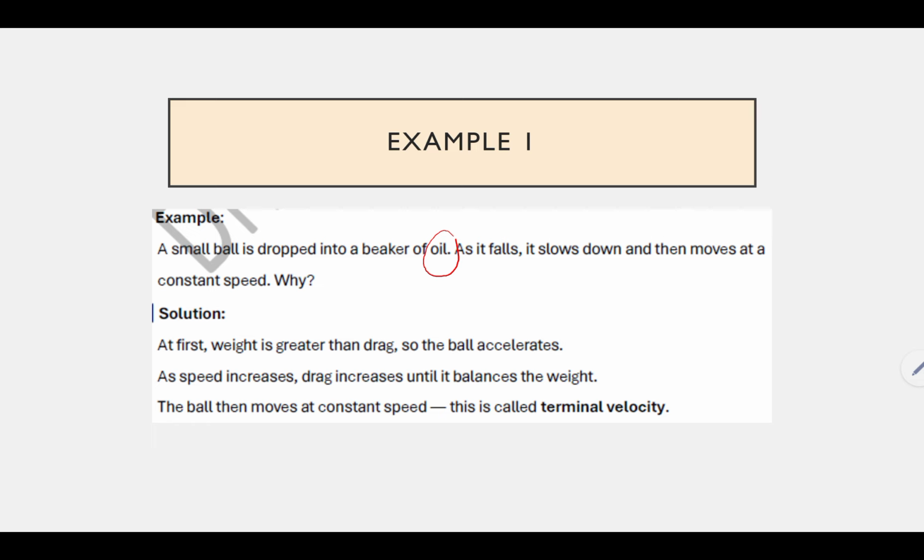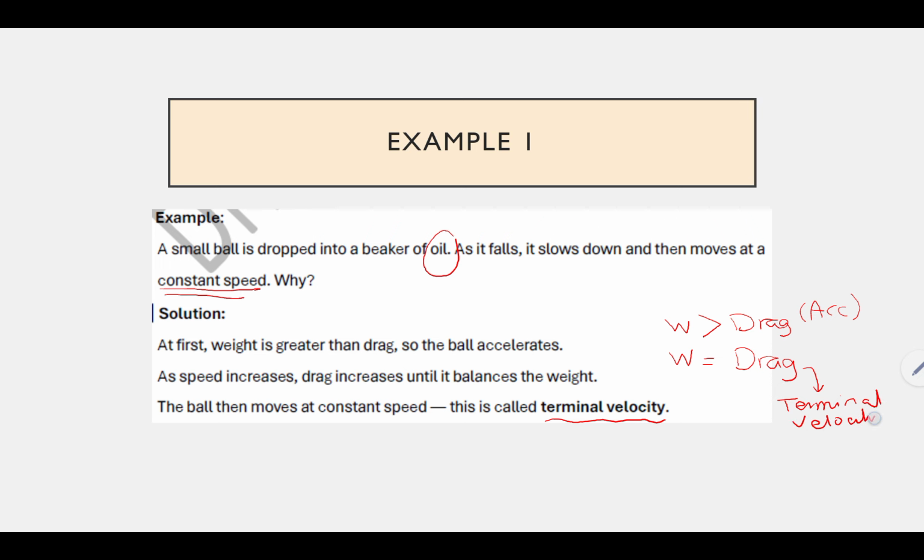Why? This is always relevant to the word terminal velocity, especially when they say the word constant speed. In the beginning, the weight is more than the drag. So what happens? It accelerates. After a while, as the speed increases, what's happening? The weight becomes equal to the drag. So I no longer have acceleration. What do I have? Constant speed, which is also known as terminal velocity.